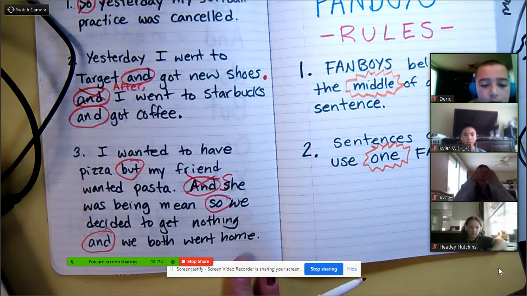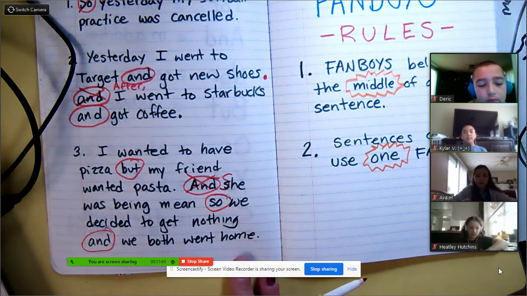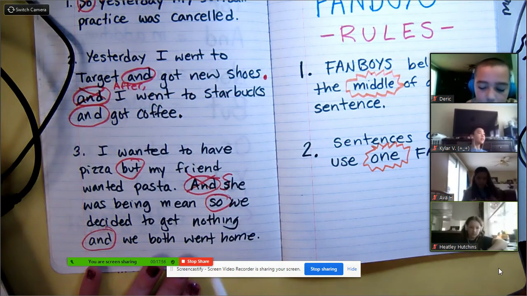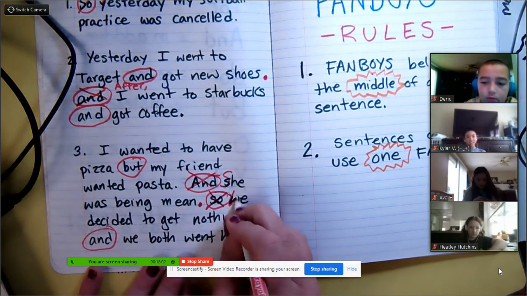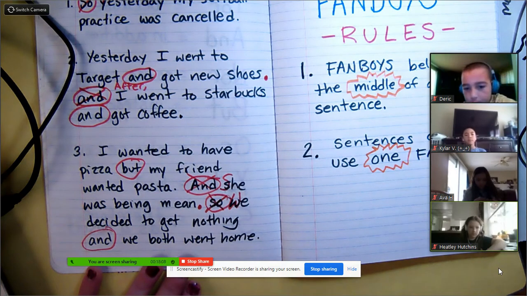So Heatley, which one of these fanboys do you want to try that with? So, or and? Okay. So if we're like, I don't know how to fix this, we've got two, what am I going to do? Let's just take so away. Put a period here and see how it sounds now. She was being mean. We decided to get nothing and we both went home. Yeah, that totally fixed it, right?